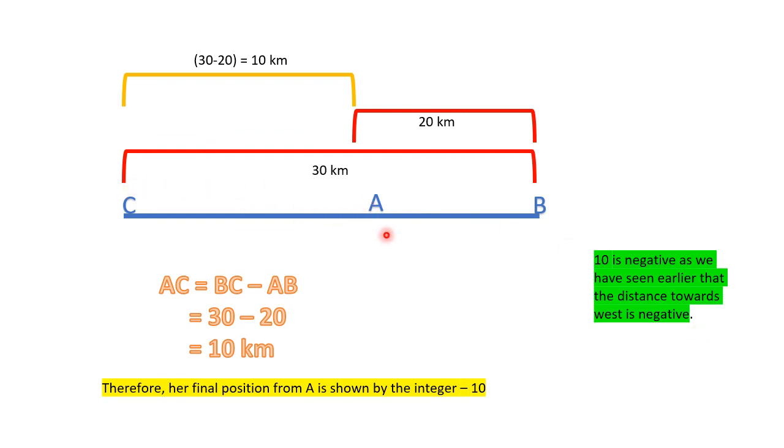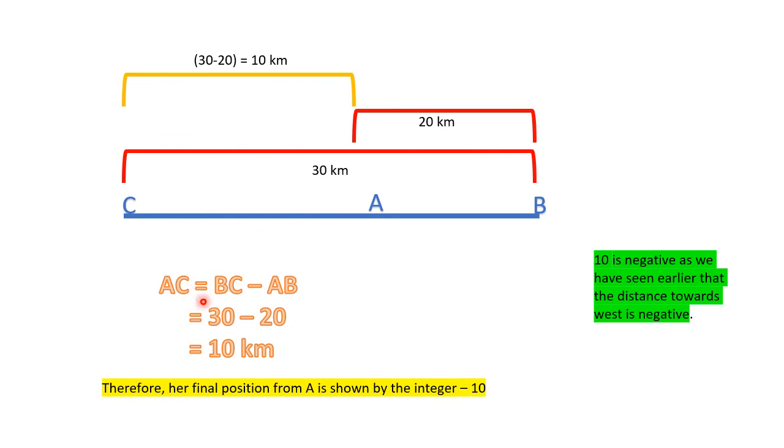So to sum up, first she goes from A to B, 20 kilometers. Then she goes from B to C, which is 30 kilometers, right? We have to find what her final position is. To find her final position, what do we do? We take the big one, 30 minus 20, we get the smaller one, 10. Obviously 10 plus 20 is 30, right? So that's why this is 10, right?